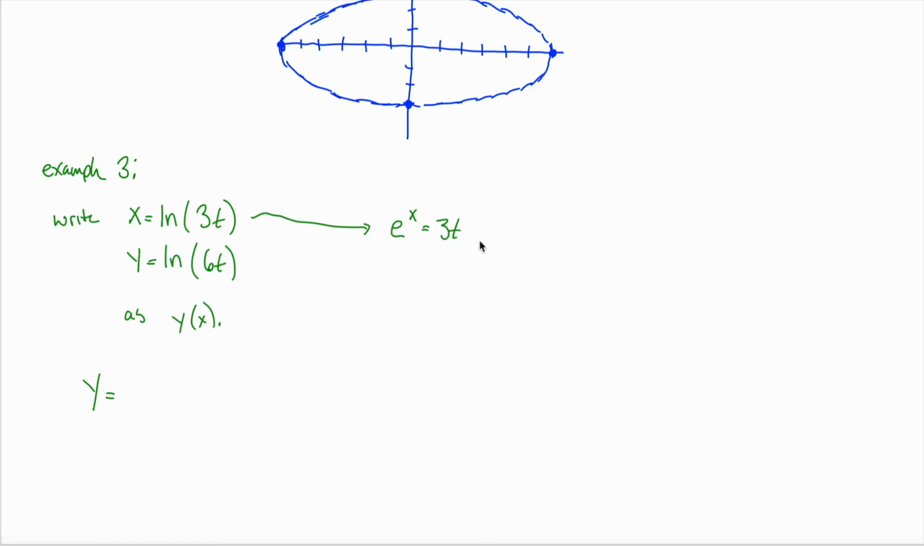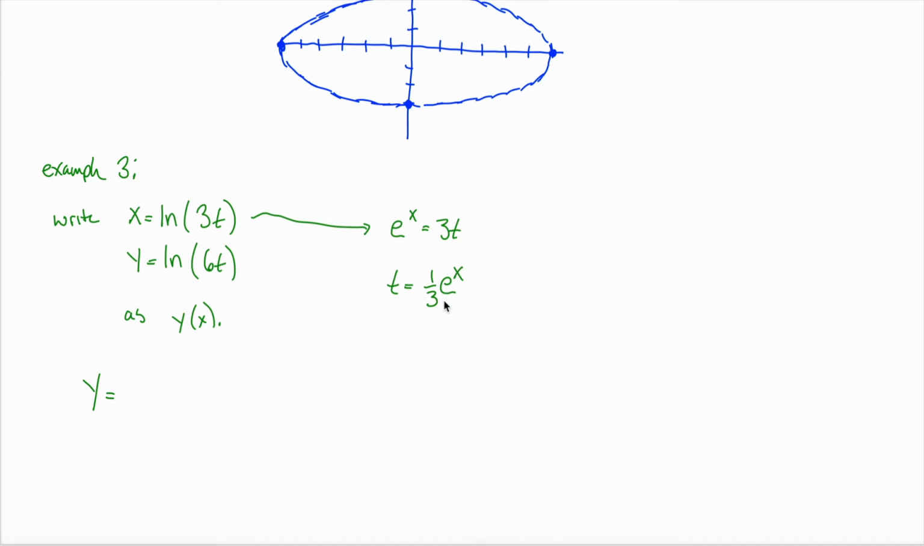I bet when you took a log class you knew this fact, even though it's probably been a long time, and in my experience people don't retain their knowledge from log classes very well. At any rate, I almost have t all by itself. I just have to divide both sides of the equation by 3, or maybe instead I'll multiply both sides of the equation by 1/3 and get that t is equal to 1/3 times e to the x power.